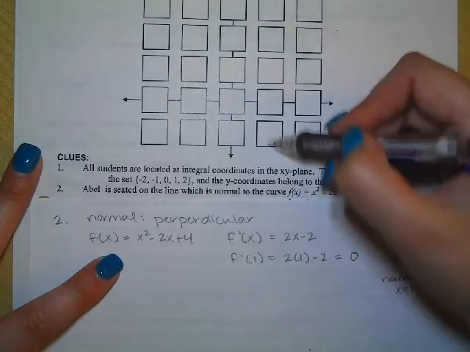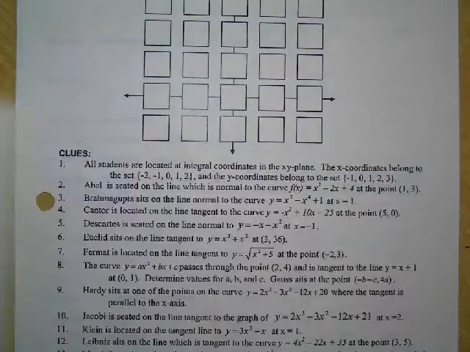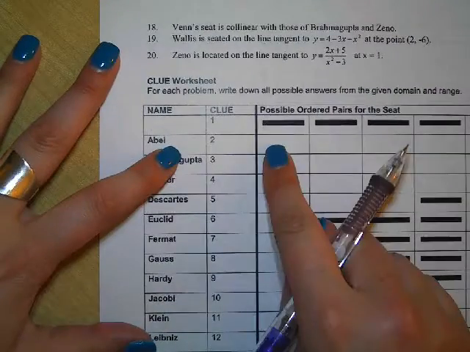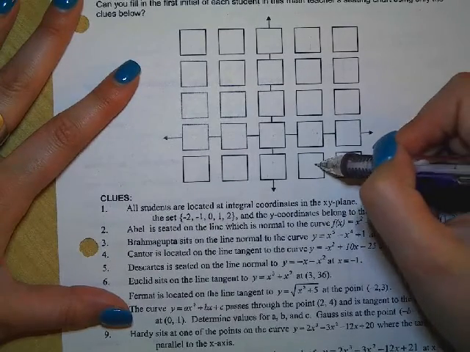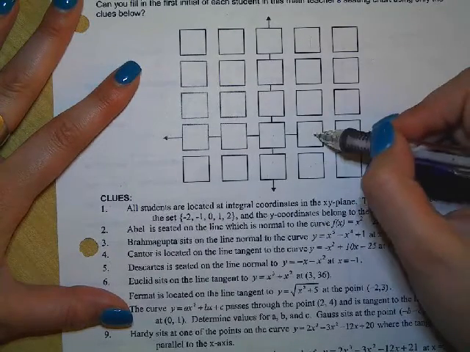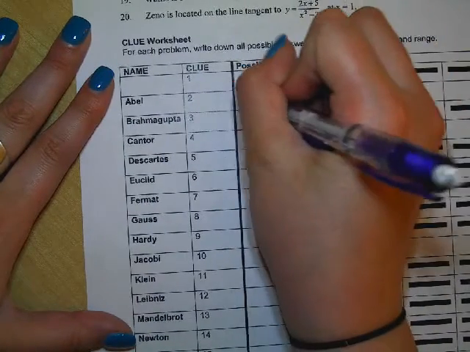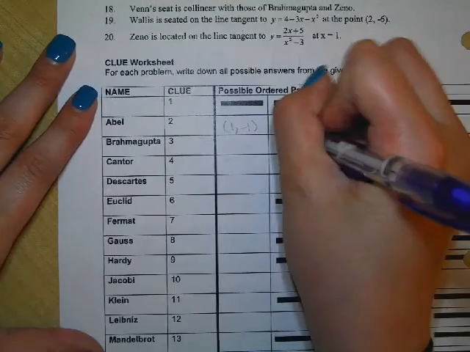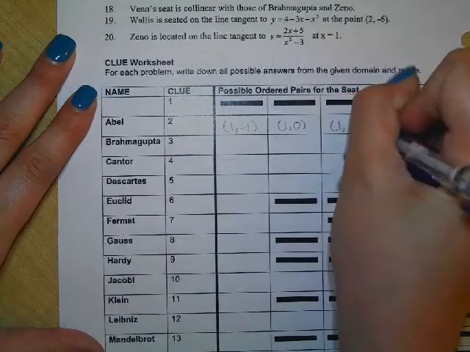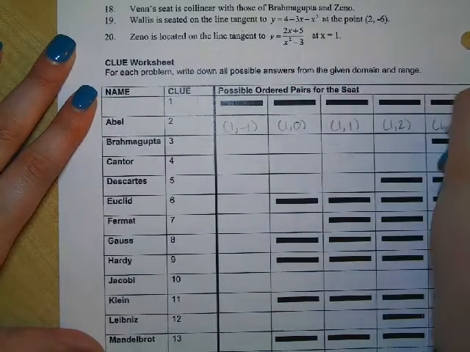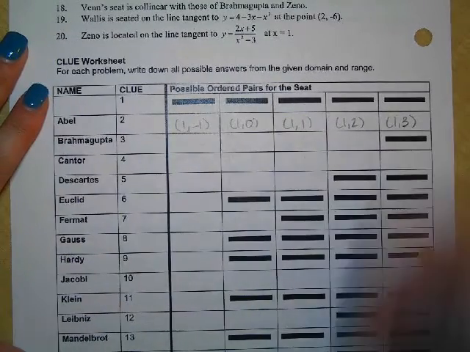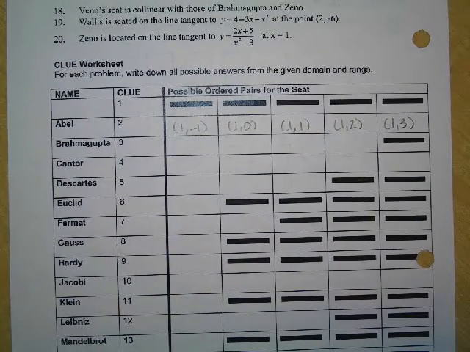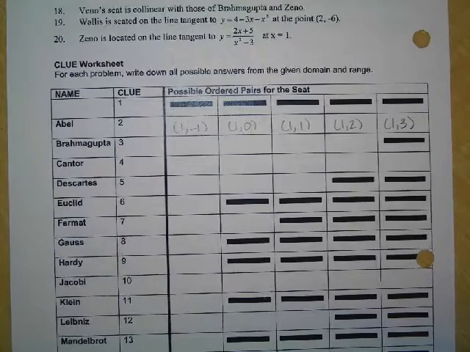Abel could be in any of these spots. Okay, so if you flip your page over, Abel could be at the points (1, -1), (1, 0), (1, 1), (1, 2), (1, 3). So I'm going to go ahead and write all the spots that Abel could be in. Does that make sense? Yeah. So the back is helping you organize the information so that you can figure out where Abel is.